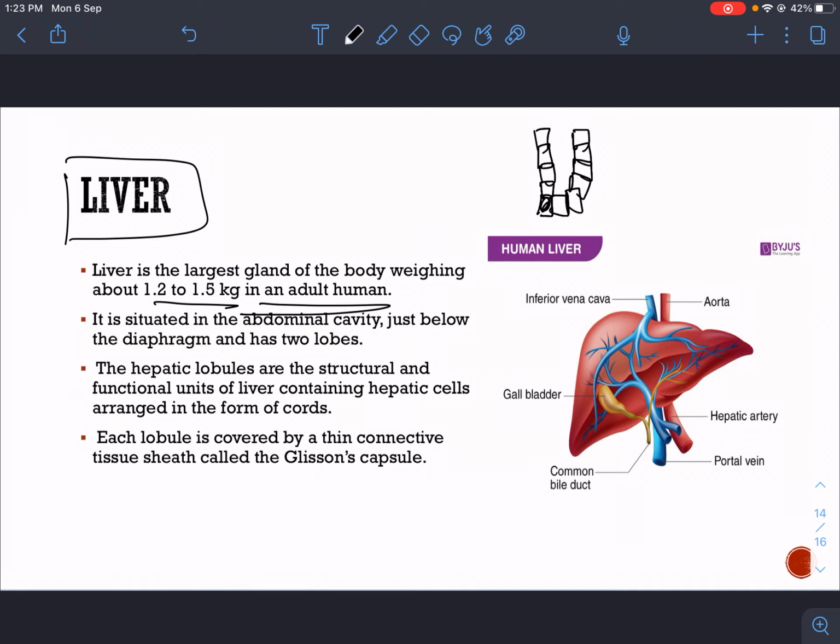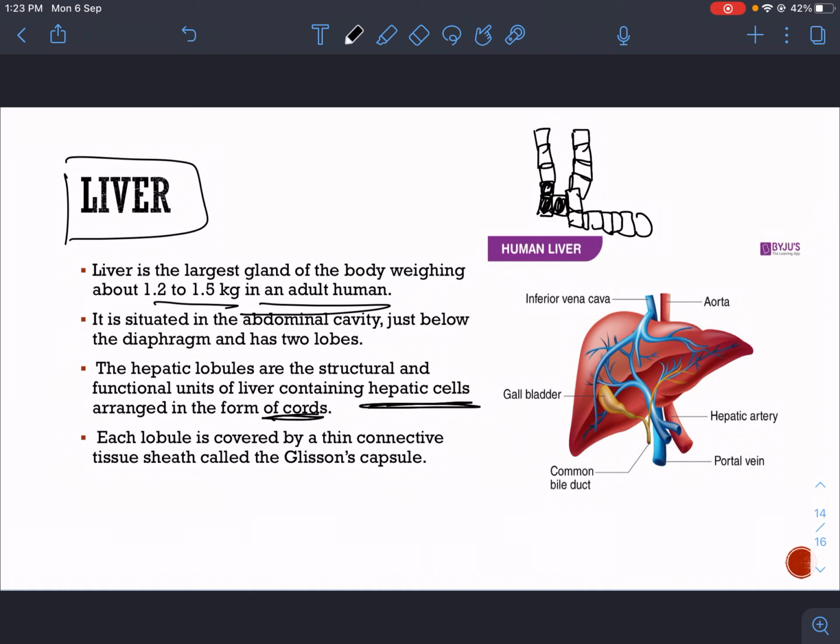This is a hepatic cell, this is a hepatic cell, and they are all arranged in the form of cords. The structure is not exactly like this. I am just giving an idea of what I mean by the word cord. So the hepatic cells are arranged in the form of cords. The lobules contain the hepatic cells, and the hepatic cells are arranged in the form of cords.